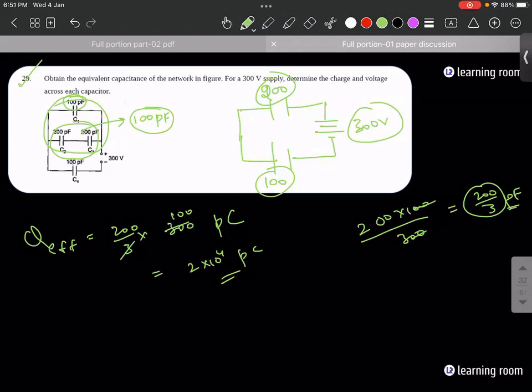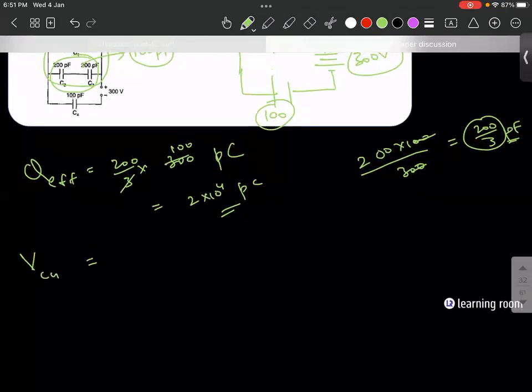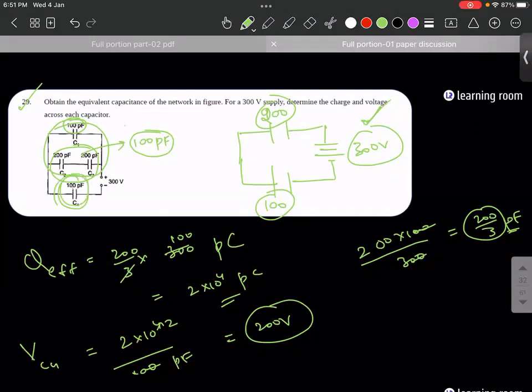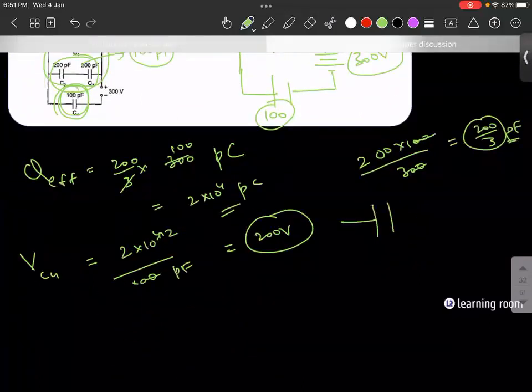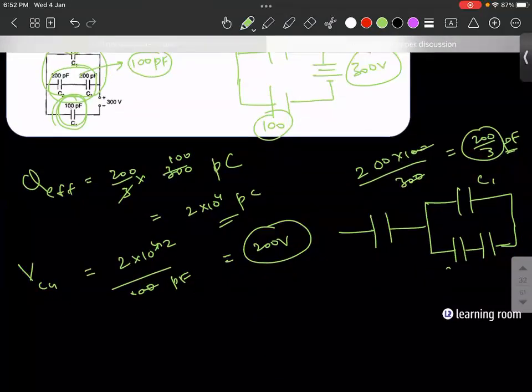Right. So then calculate the potential, the voltage across C4. How much is the voltage across C4? Q is equal to CV, V is equal to Q by C. So 2 into 10 power 4 divided by 100 picofarad. So it will be 200 volt. Are you able to understand? So out of the 300 volt, 200 volt is taken by C4. So first let me redraw the circuit so that you understand it better. So this is C1, this is C2, C3, and this is C4.